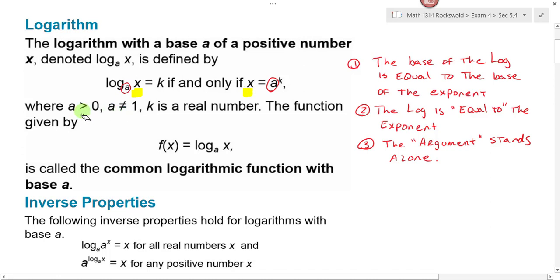Notice the rules that we had for the base of an exponential expression are the same as they are for the log. A log of base a has to have a be positive and not equal to 1, and the base of the log is the base of the exponent. So this results in a logarithmic function, log base a of x. This is called a logarithmic function with base a.